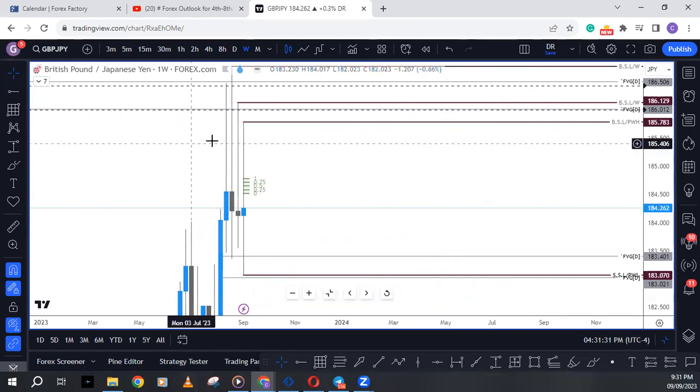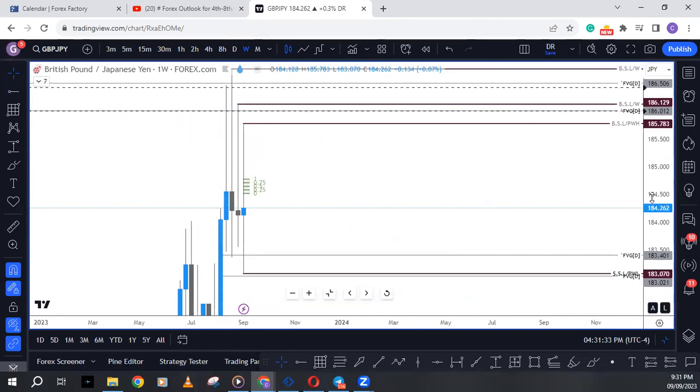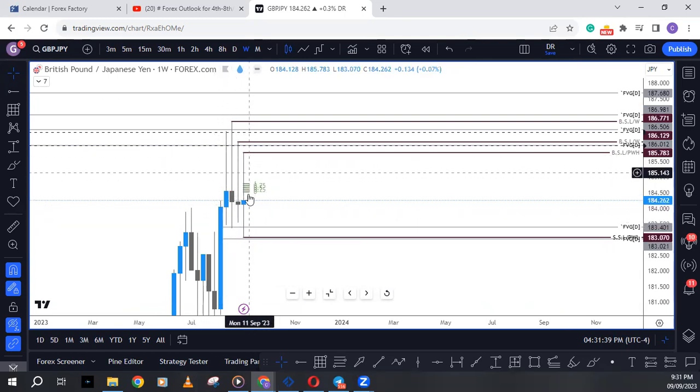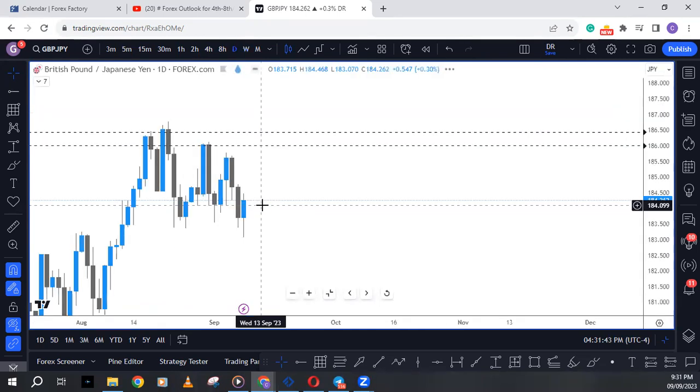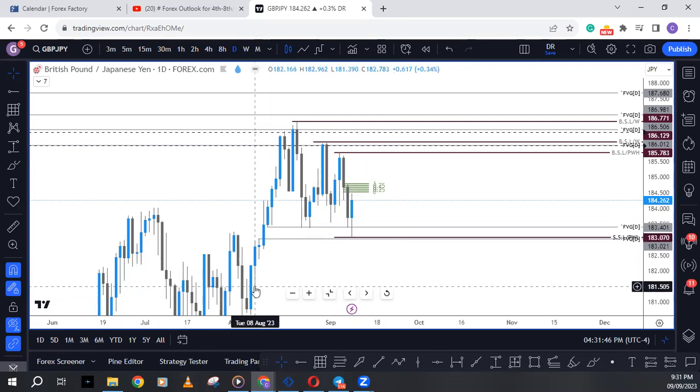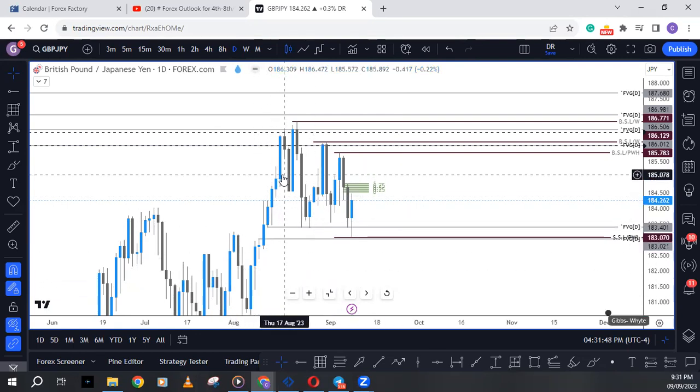If we look at the weekly, we have wicks to the upside. Wicks on both sides tells you that there's basically nobody in control. It's more like if you push me, I push you, you push me, I push you. So we're basically in a consolidation, a bullish consolidation, because the order flow on this pair is still tilted to the upside on the daily.